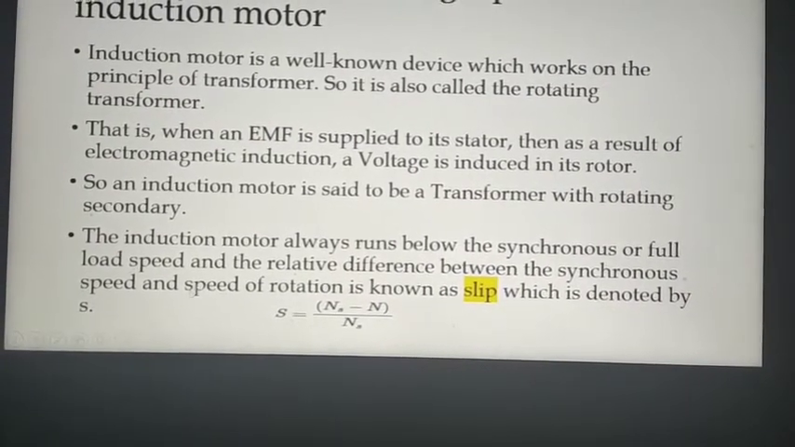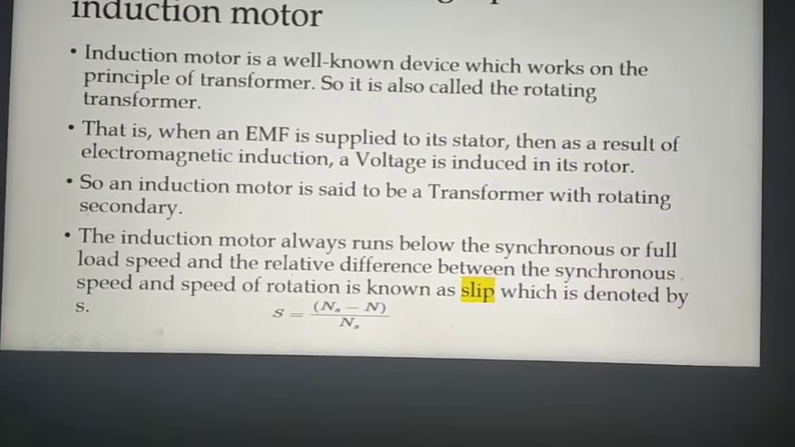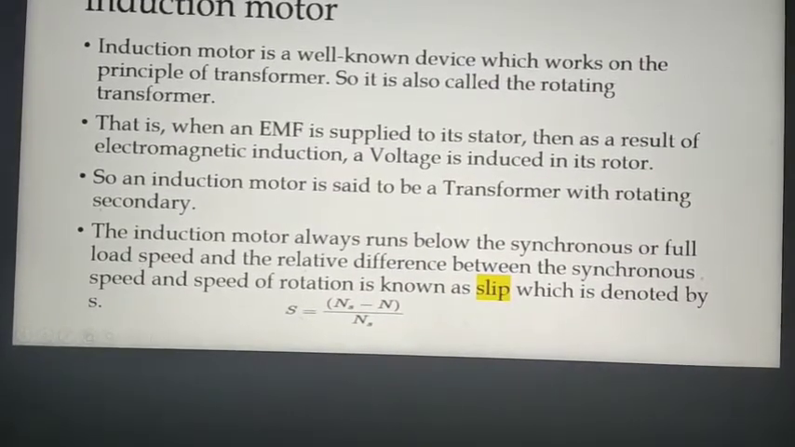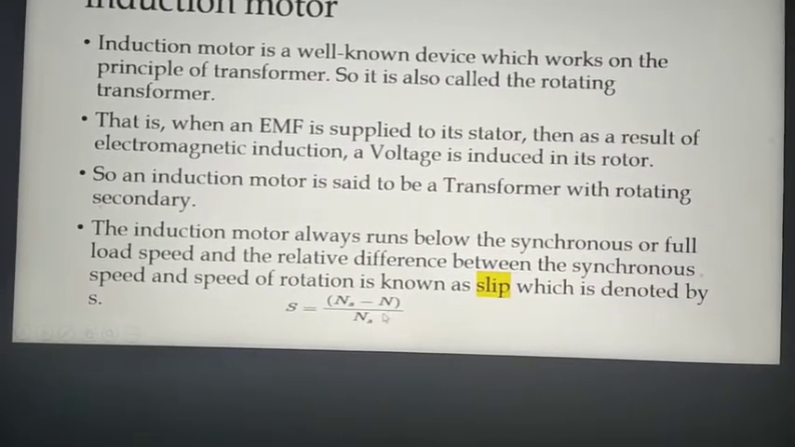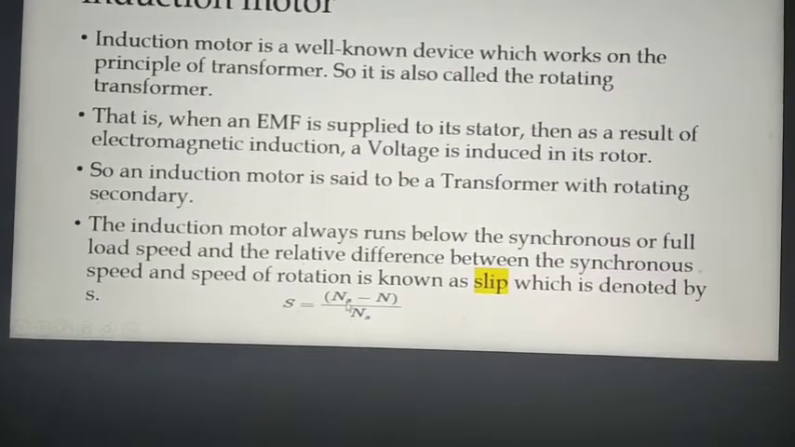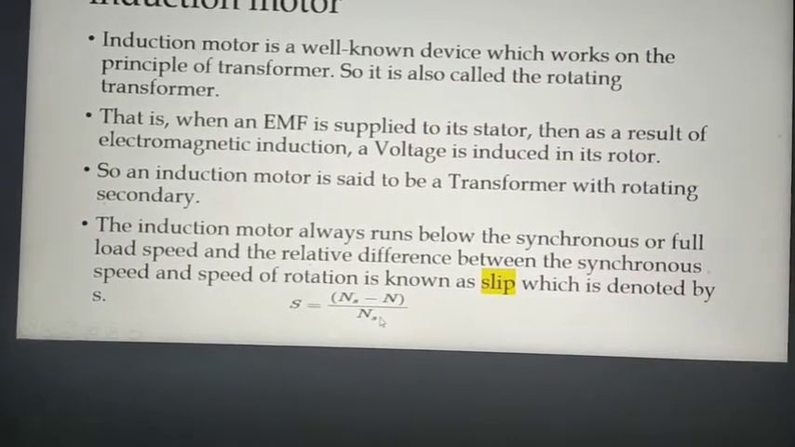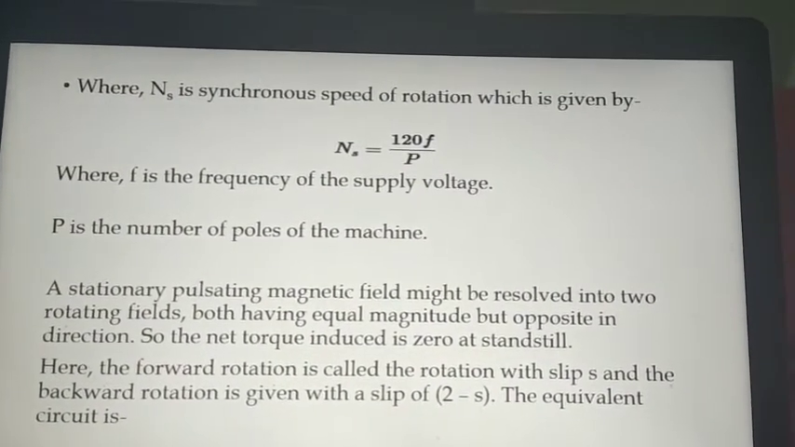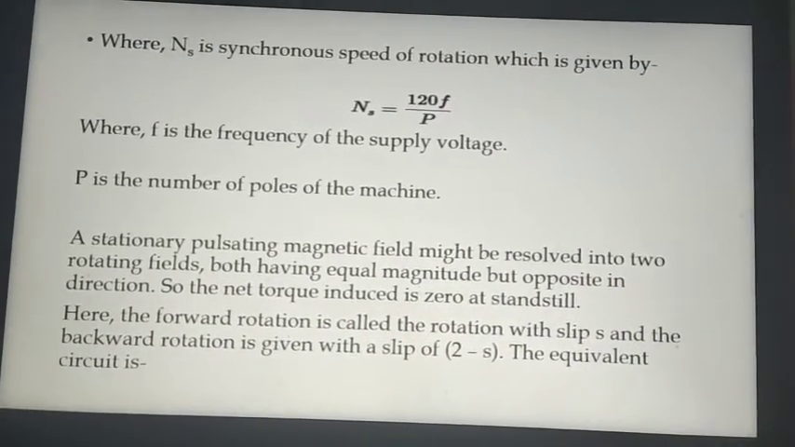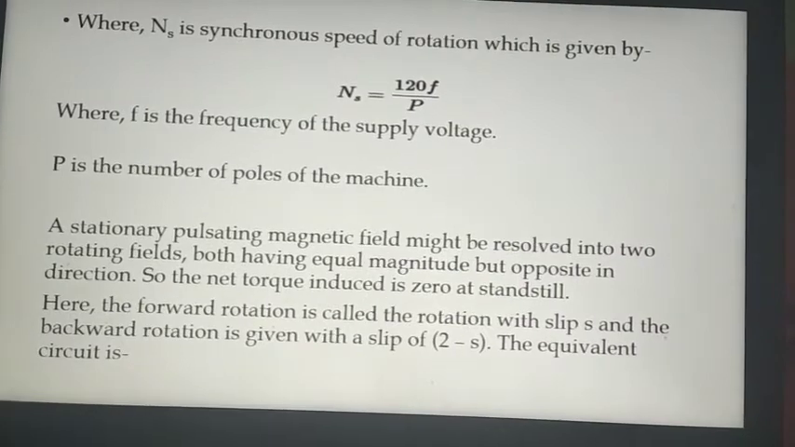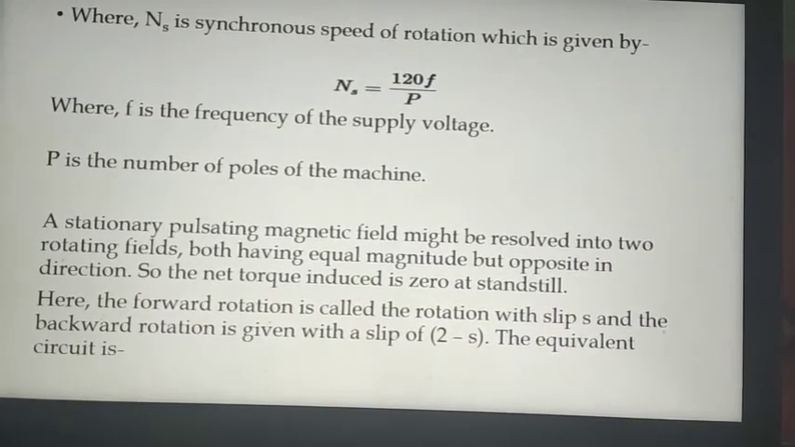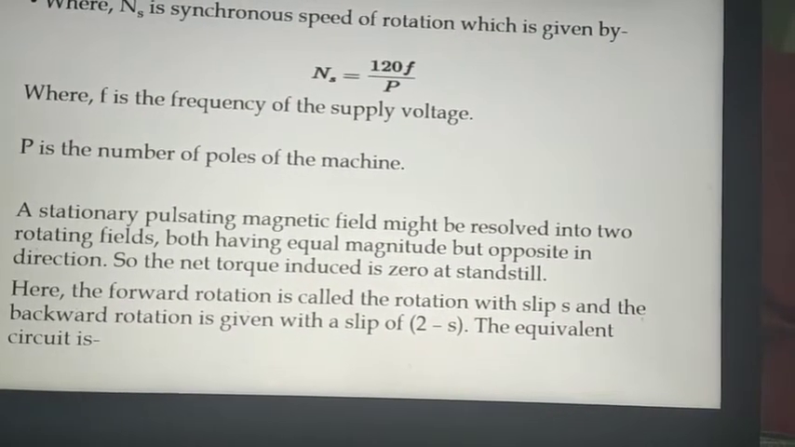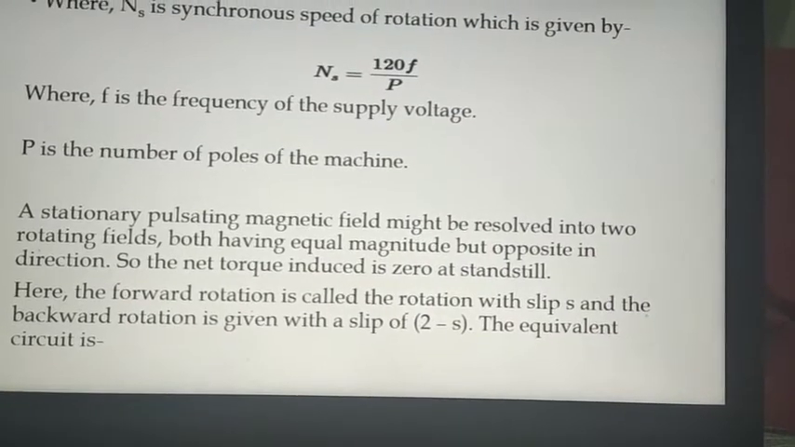The difference between synchronous speed and the speed of rotation is known as slip, which is denoted by S. So S is equal to ns minus n divided by ns. That is the synchronous speed minus the actual speed of running, divided by the synchronous speed. Where ns is the synchronous speed of rotation, given by ns equal to 120 f by p. It is also discussed in the previous slide, where f is the frequency and p is the number of poles of the machine.